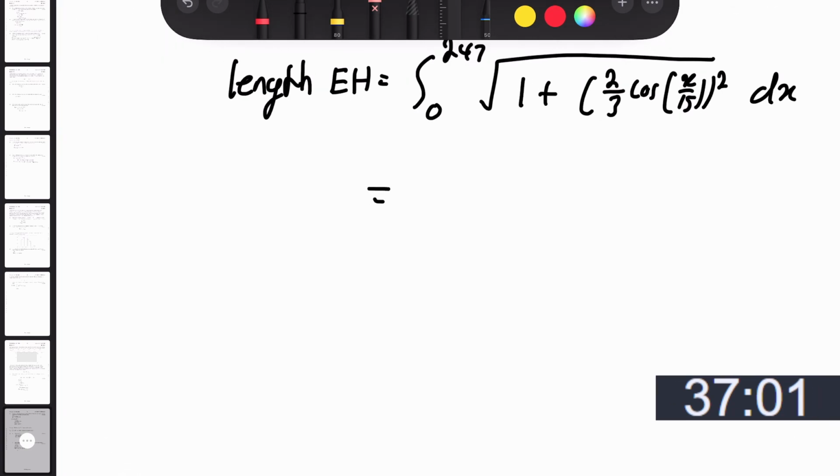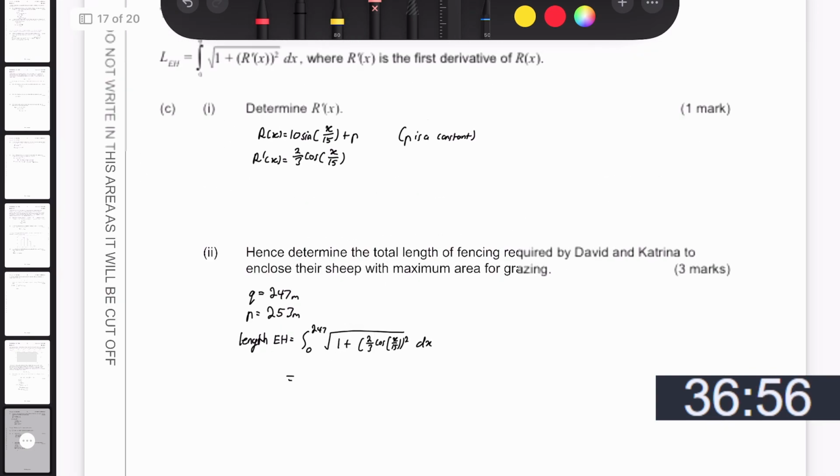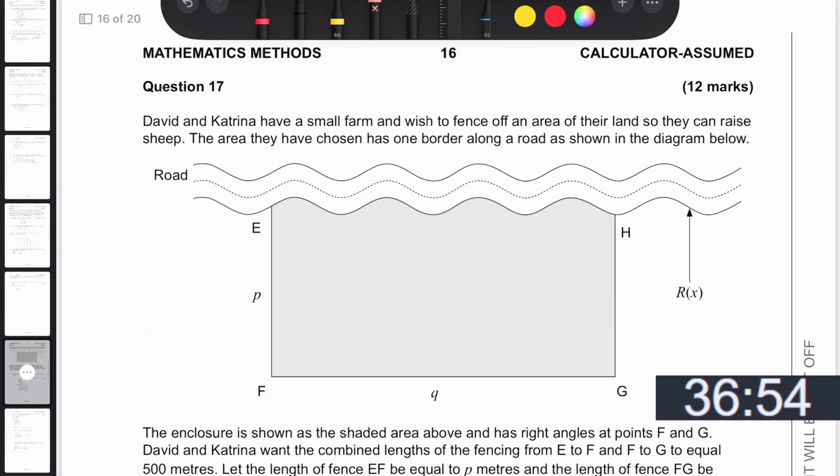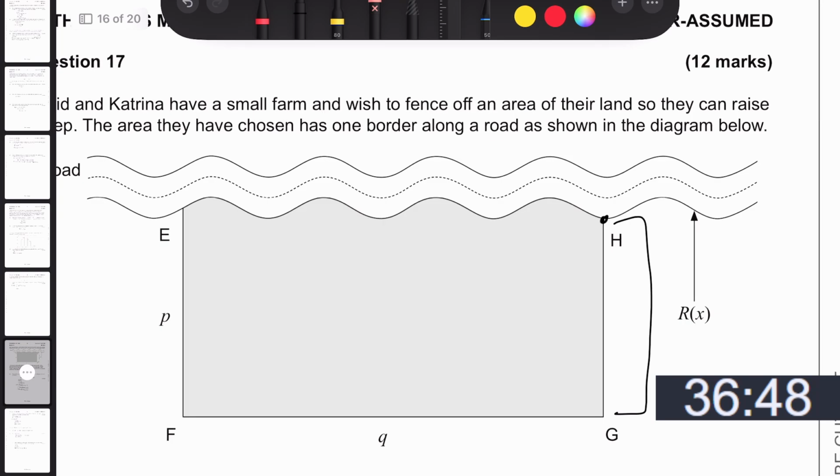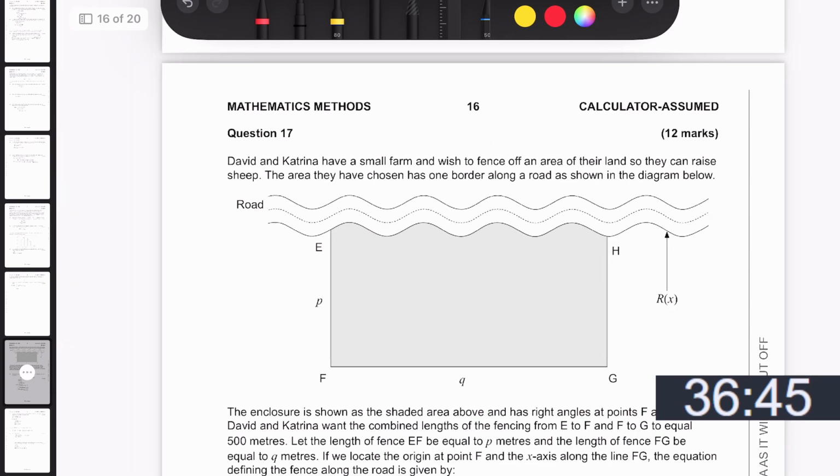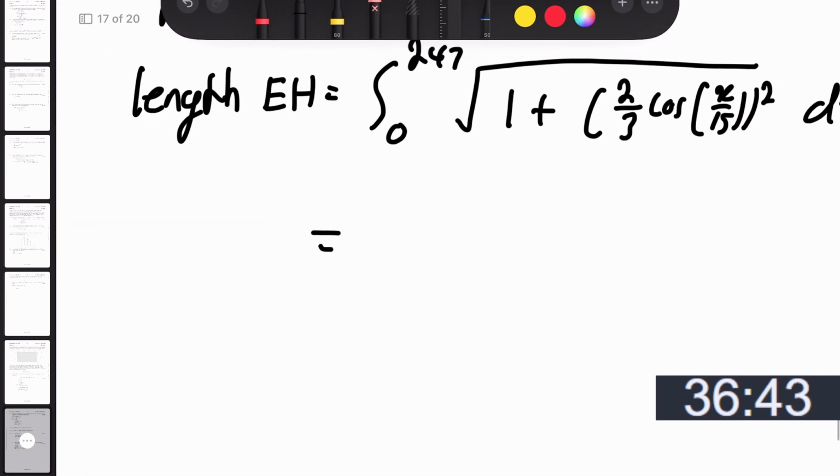E to H is, and then I think what it wants me to do is that G to H is going to be the value of the 10 sine thing at q meters. But this is 273.25.